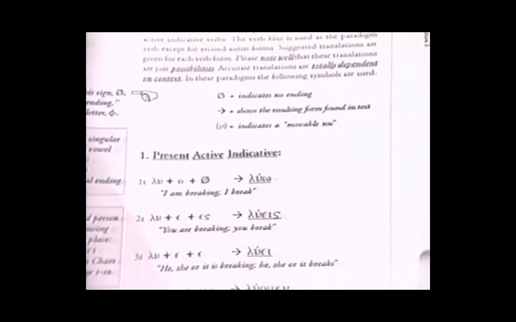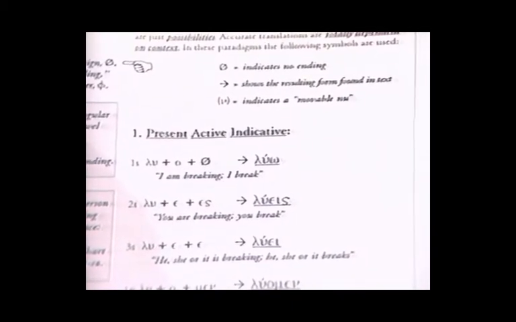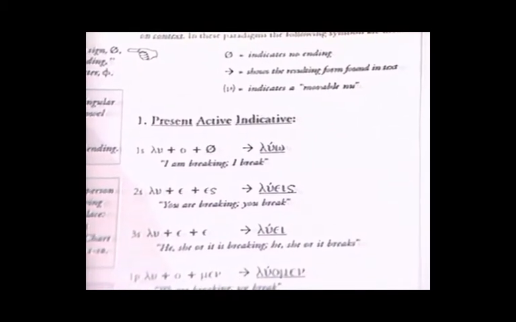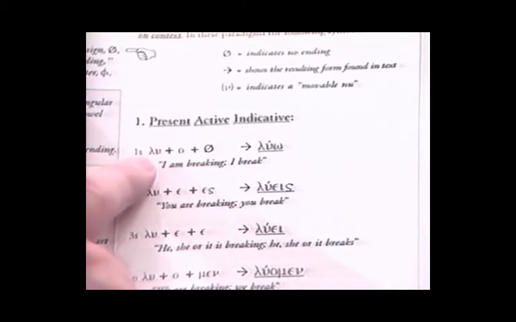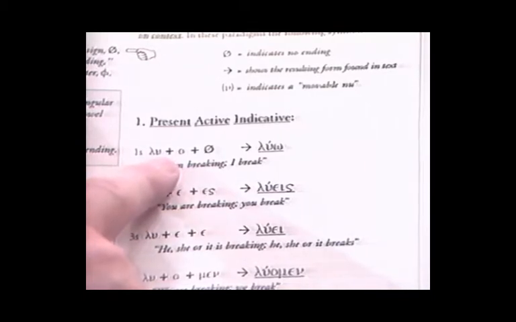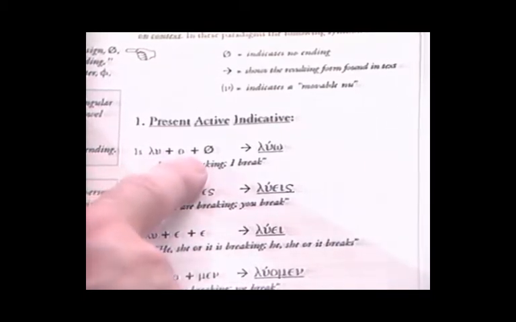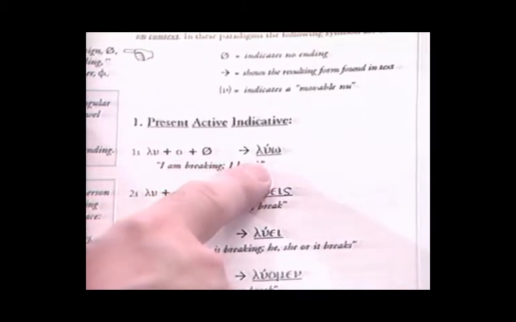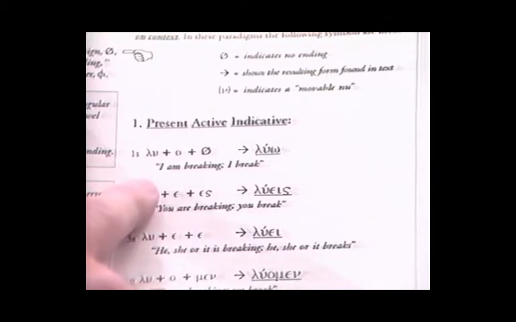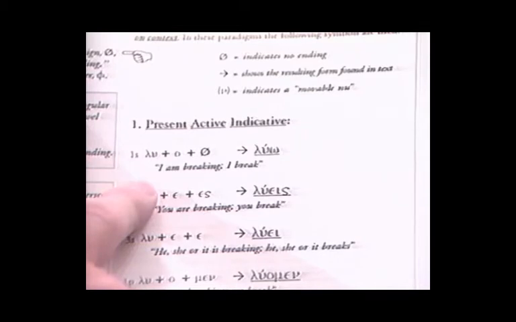Now let's look in a more detailed way at the present active indicative verb form. We're still using the example verb luo, I break. In these detailed paradigms, you see that we have taken the verb stem, to which we have added a connecting vowel, and to which we have added an ending, giving us the final result, underlined, and underneath that, a suggested translation of the final form.